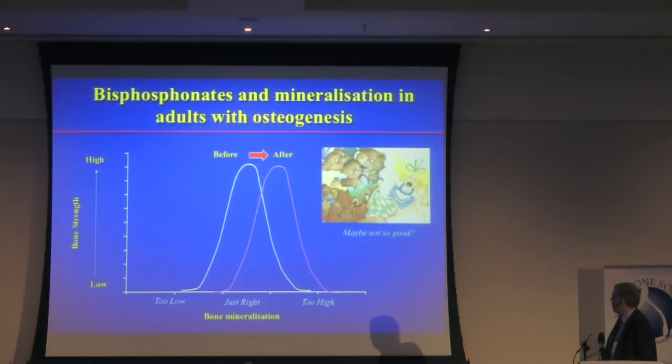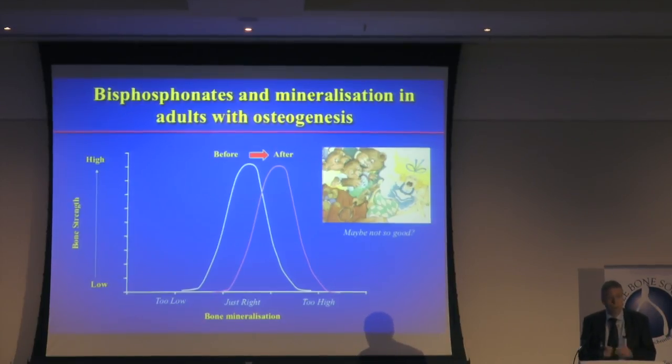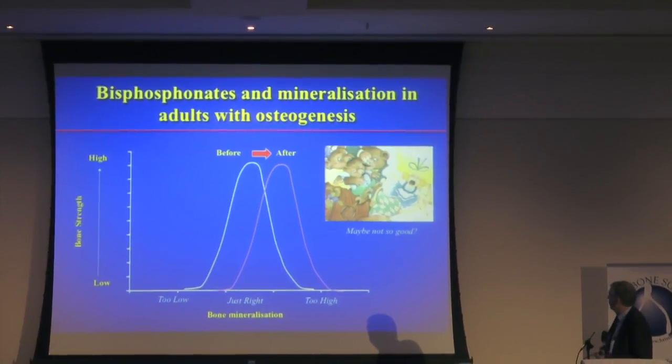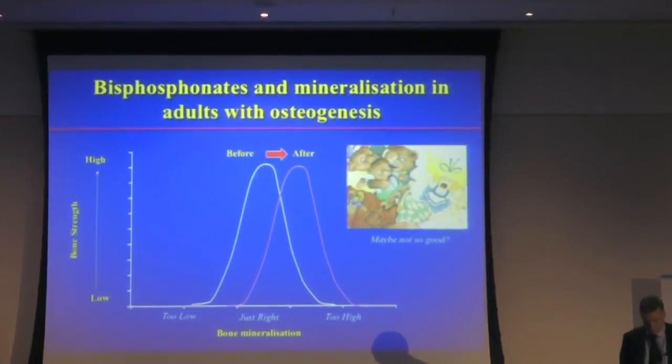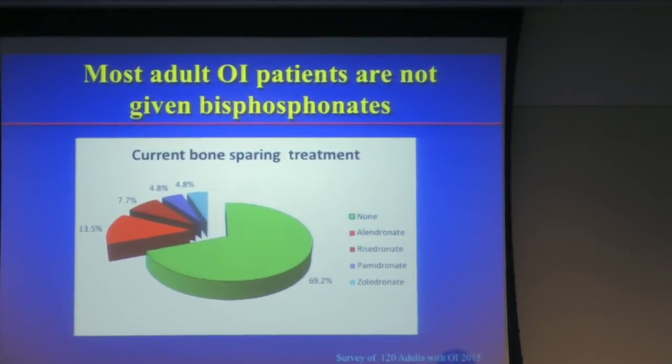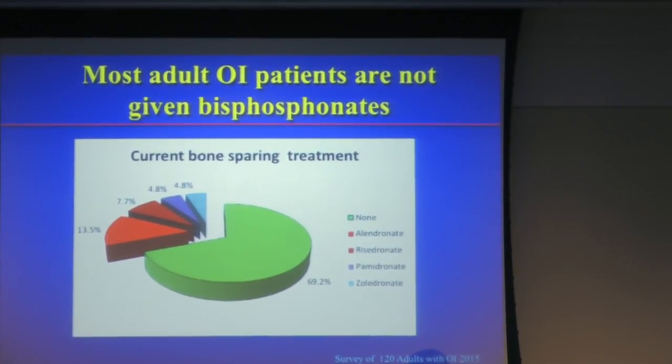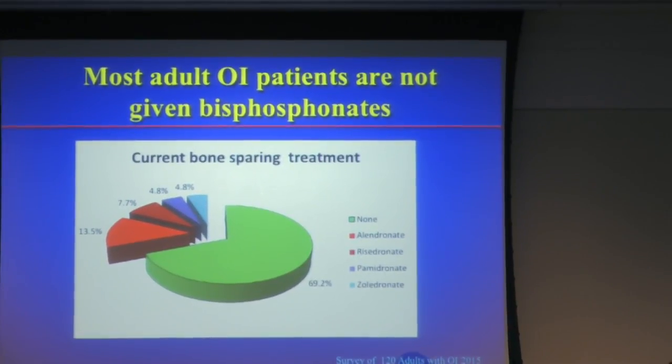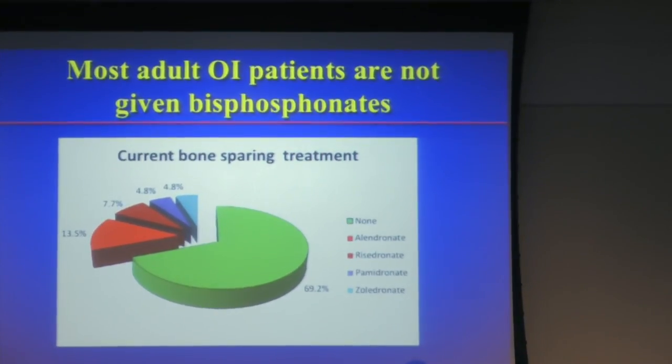So there's adults. There's a worry that bisphosphonates in adults might make the mineralization too much, but we don't know, to be quite honest. So there's Goldilocks there. That's not so good. Now, reflecting this fact, many adult doctors like me were uncertain whether we should be giving patients bisphosphonates or not.